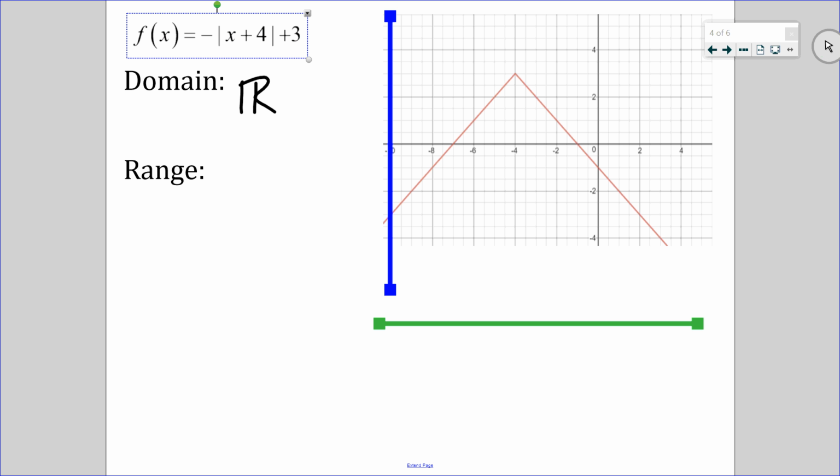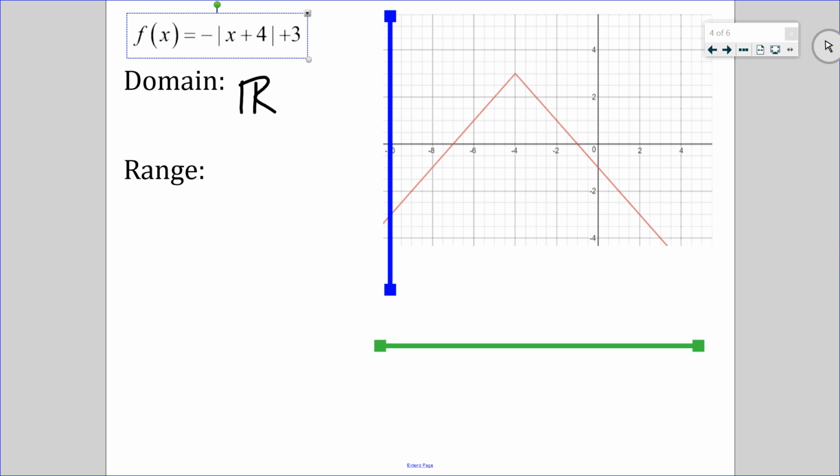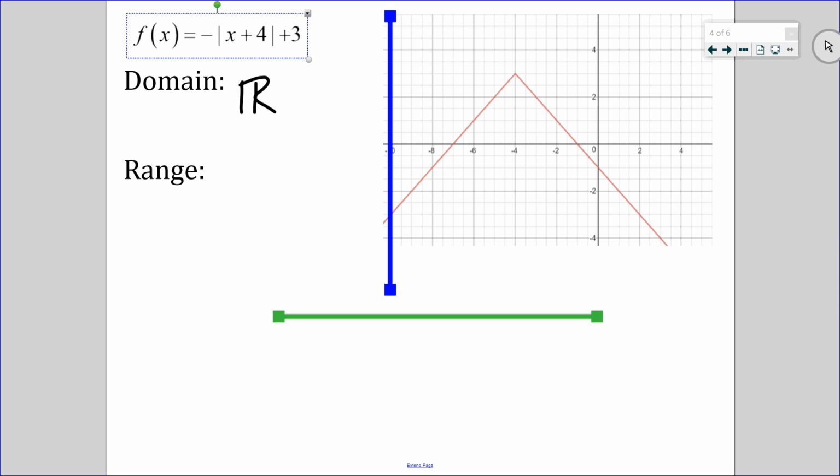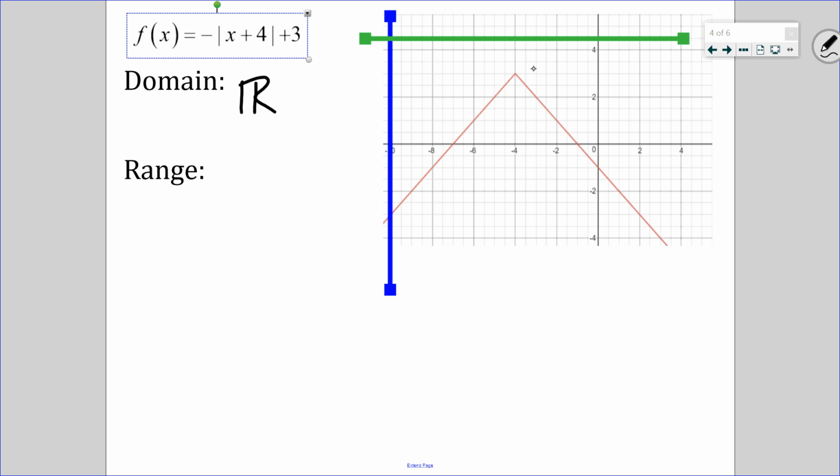And then if I scan bottom to top with the absolute value, I'm hitting the graph. If I went infinitely left or right, I'm hitting the graph, beep, beep, beep, and then it would stop at this peak, at this maximum. Now this maximum is at negative 4, comma 3. So the highest y value, all the y's are lower than 3. So we'd say the y's are less than or equal to 3.